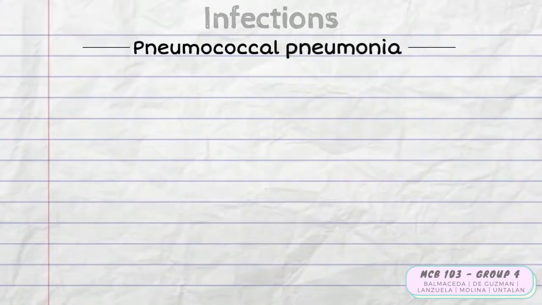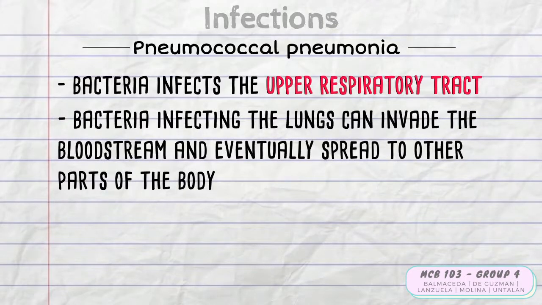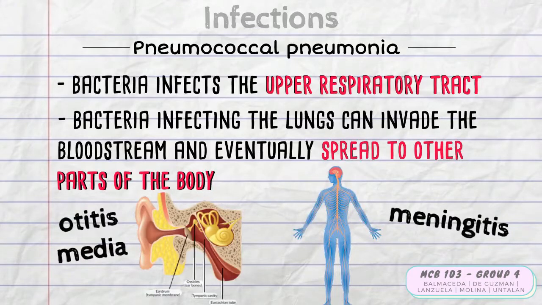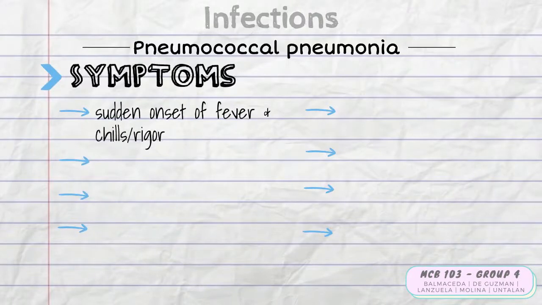Pneumococcal pneumonia is a kind of pneumonia where the bacteria infects the upper respiratory tract. It can be differentiated from other kinds of pneumonia because the bacteria infecting the lungs can invade the bloodstream and eventually spread to other parts of the body such as the middle ear or the nervous system, causing otitis media and meningitis respectively. General symptoms of pneumococcal pneumonia include sudden onset of fever and chills or rigor.